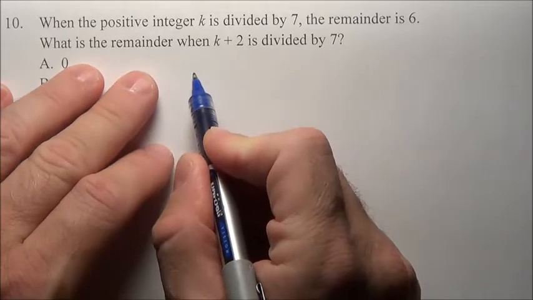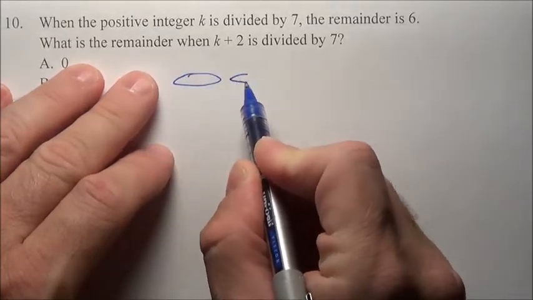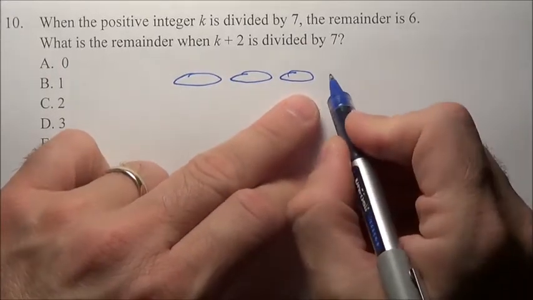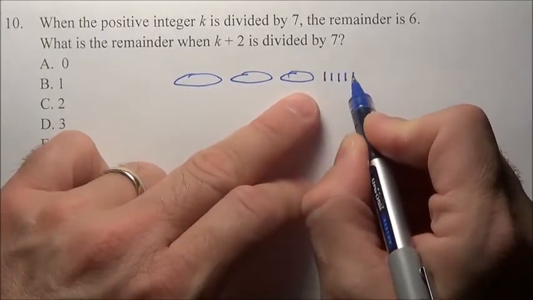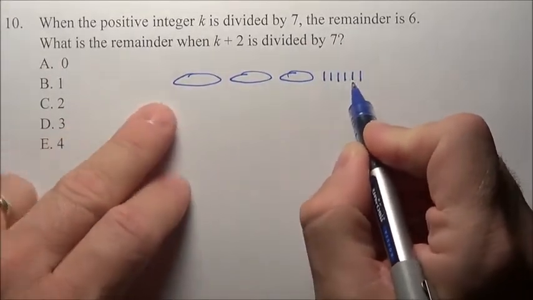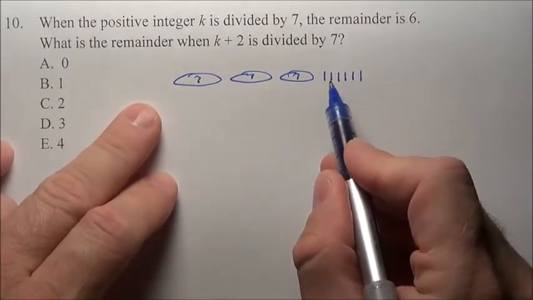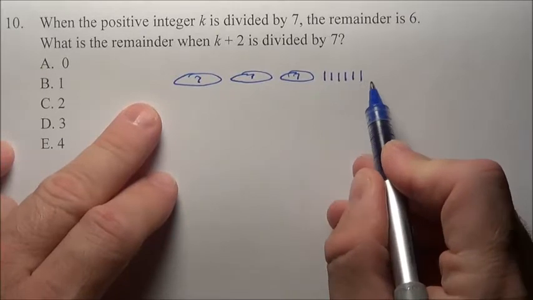So let's pretend I have a number and I was able to make one group, two groups, three groups, and then I had how many left over? I had a remainder of 6. So there are 1, 2, 3, 4, 5, 6 things here. So I had 7 here, 7 here, and 7 here, but I had 6. I didn't quite have enough to make another group.